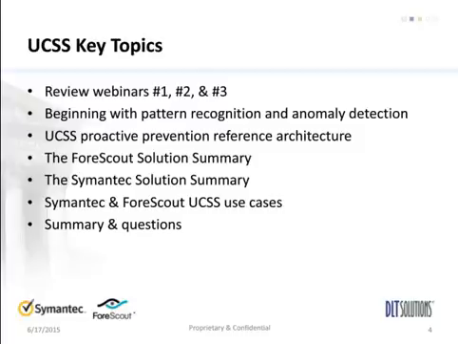Then we'll talk briefly about the UCSS proactive prevention reference architecture, some of the service areas that we're hitting with it, and the tools that would cover it. We'll then review both the ForeScout and Symantec solution summaries, and we'll go through the technologies and how they're specifically being used for proactive defense.